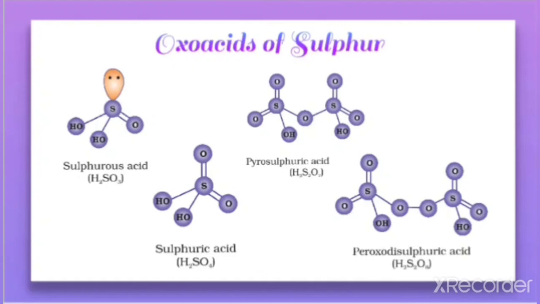Now why do we need to learn the structures? Because it is important for the exam, as usually one of the structures will be asked: the formula is given and you need to make the structure, or the name is given and you need to make the structure. So it is quite important to learn the structures of oxoacids of sulfur, because in the CBSE board examination most probably we will get a question on this area.